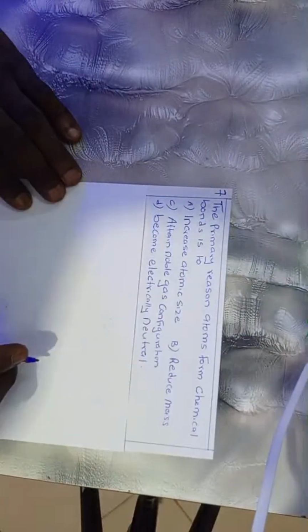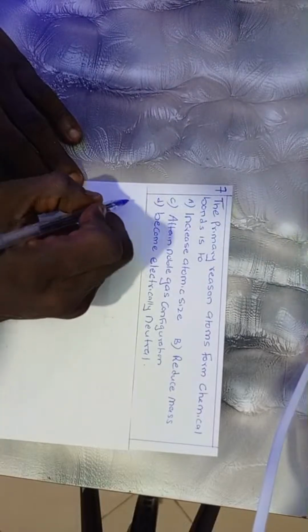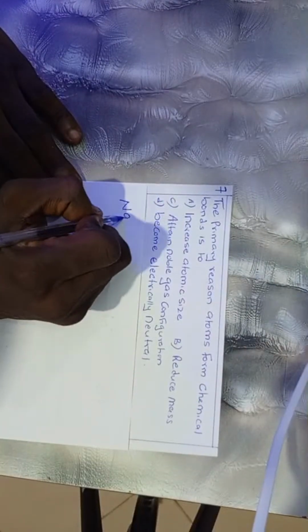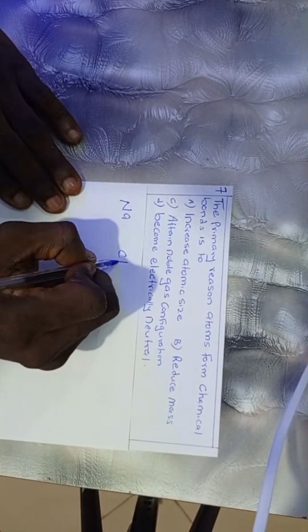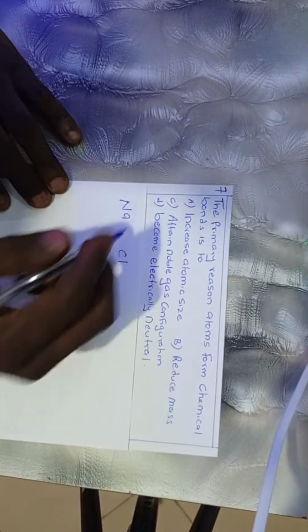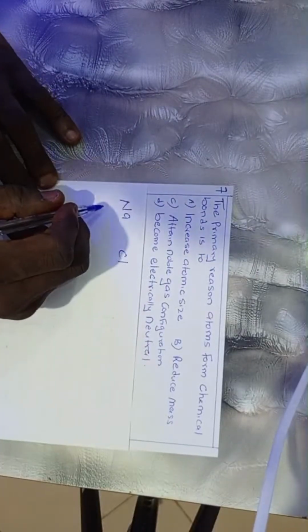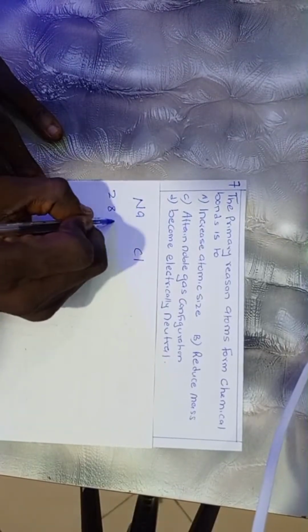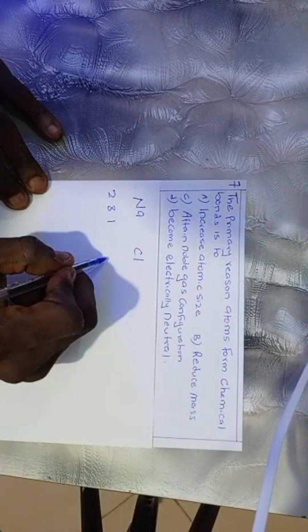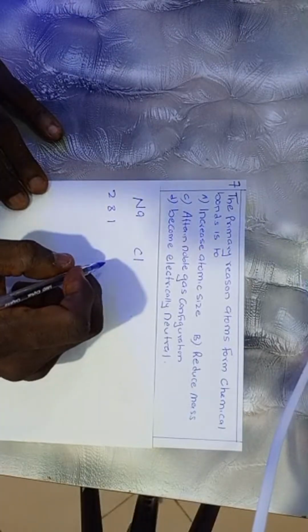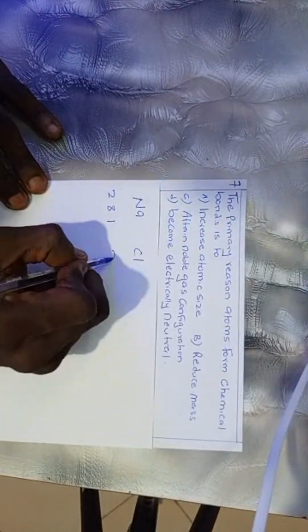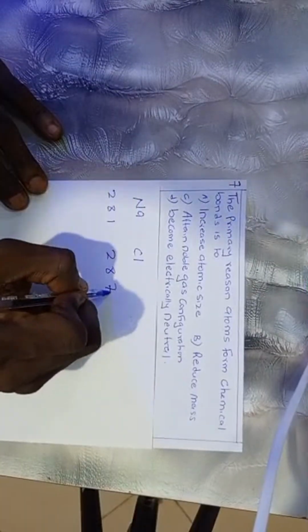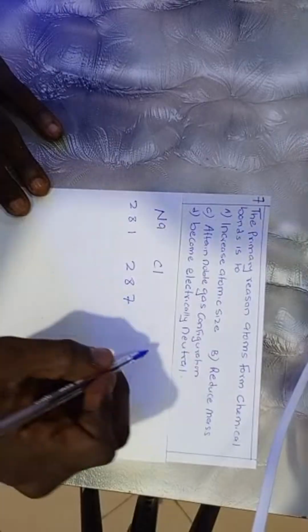Now, let me explain further. Now, the bonding existing between sodium and chlorine. You notice that sodium has 11 electrons, and it is represented as 2, 8, 1, and chlorine has 17 electrons, which is 2, 8, and 7. Now, let's draw the structures for these two elements. Now, sodium looks just like this.